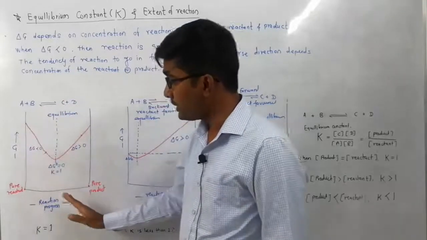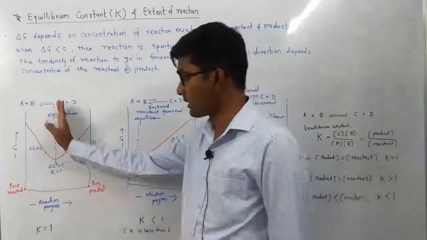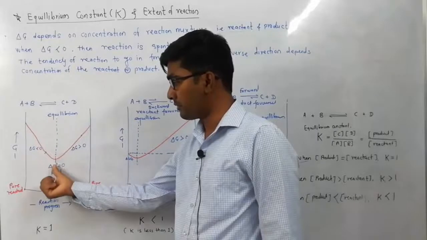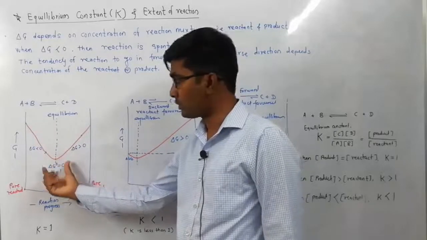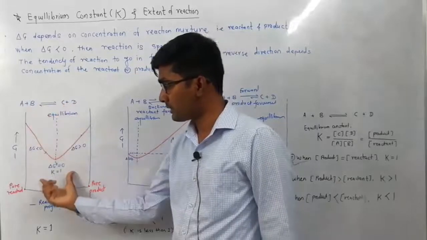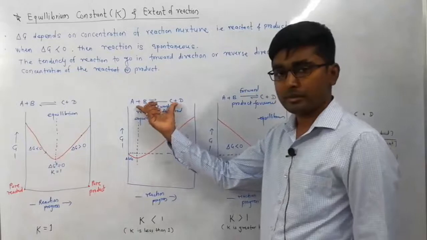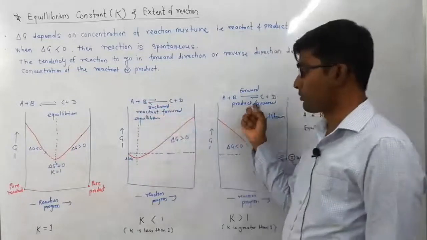So here this is the first graph, second graph and third graph. In the first graph, the equilibrium is located at the middle, so equilibrium is established as early as possible. Here the reaction is backward favored, reactant favored, and here the reaction is product favored.